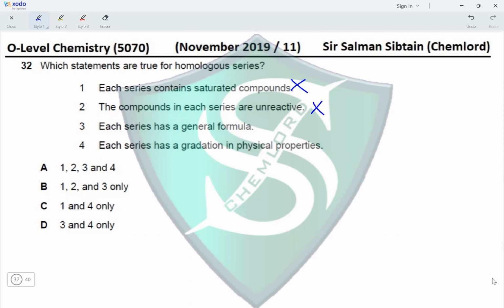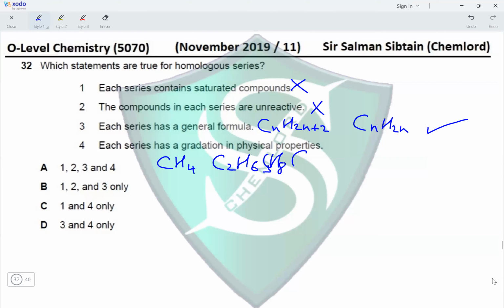Each series has a general formula. Yes, for alkanes it is CnH2n+2. For alkenes it is CnH2n, so on and so forth. So this is correct. Each series has a gradation in physical properties. Yes, in alkanes from CH4 going to C2H6 going to C3H8 going to C4H10, we have gases.